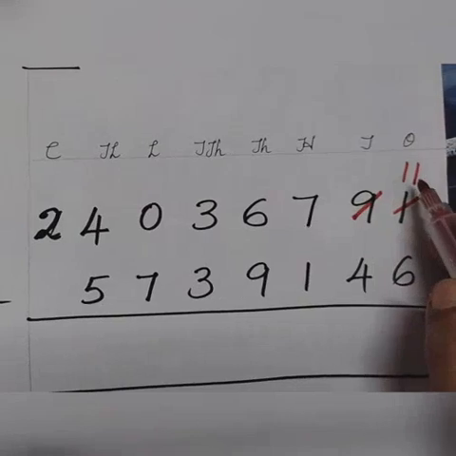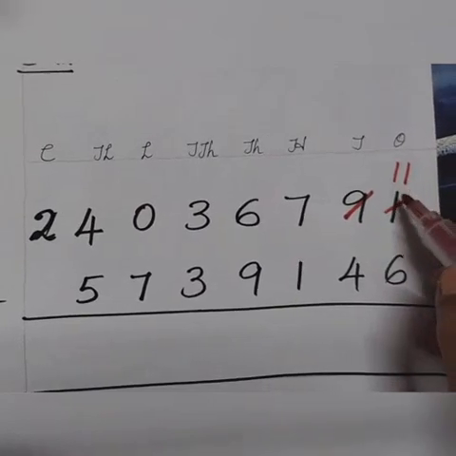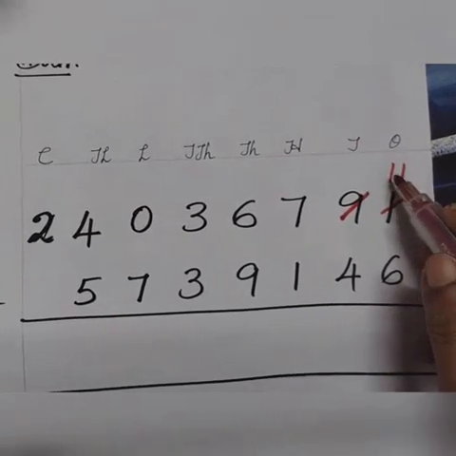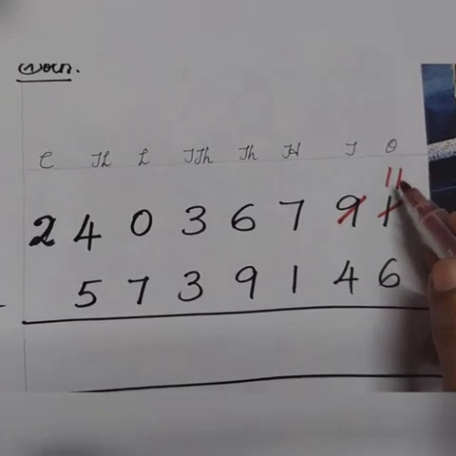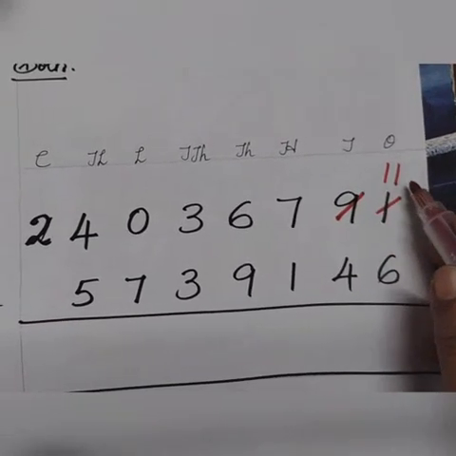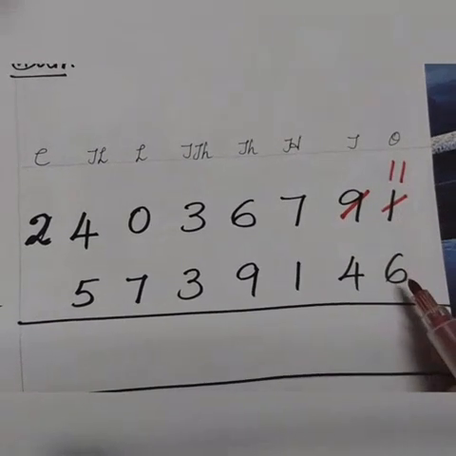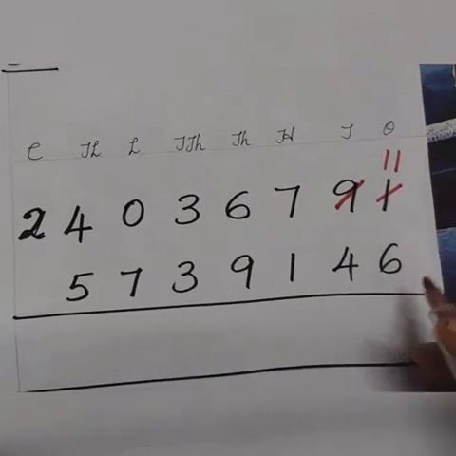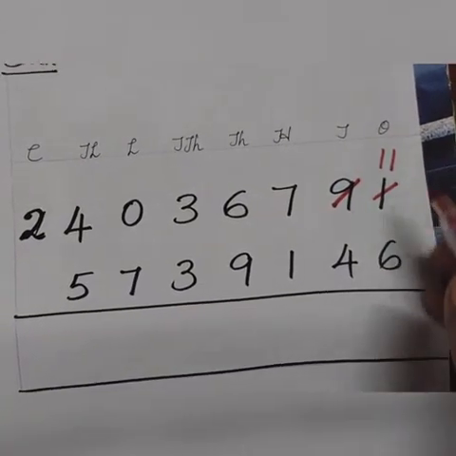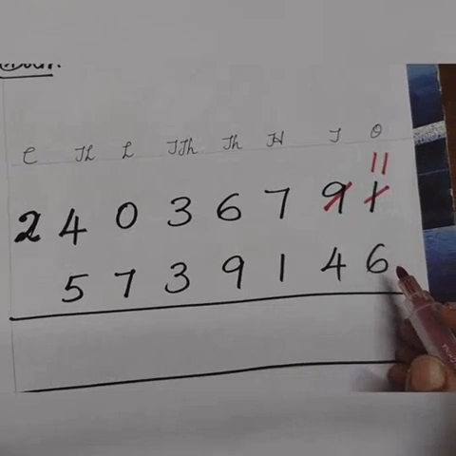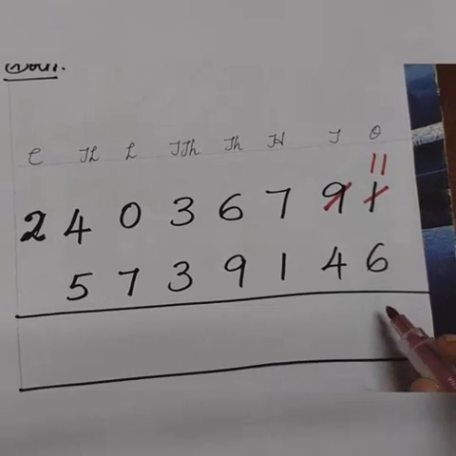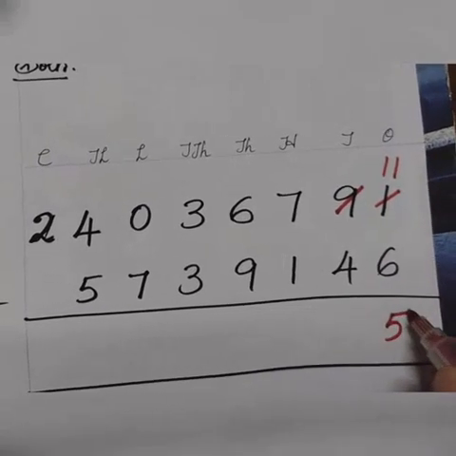So 1 ten means 10 ones, is it not? So already we have 1. Now 10 ones plus this 1 is 11, is it not? So 11 minus 6. Now it's possible to subtract, is it not? What is 11 minus 6? Yes, 5.